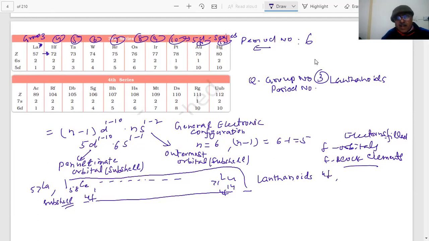These are the questions asked in the paper. Students, I am trying to give you a feel of the question paper which is coming.